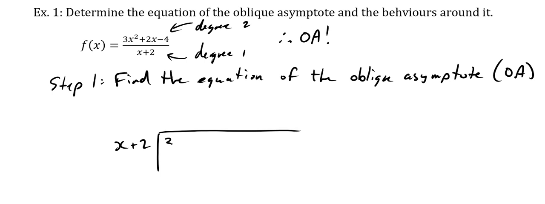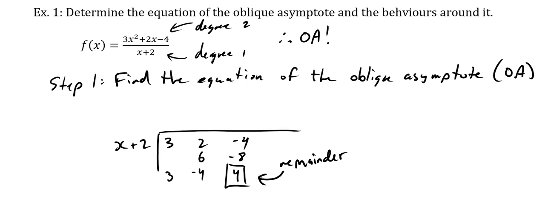All right, so 3, 2, and -4. Again, don't forget the idea of the ghost terms. If you're missing a term, you need to add a 0 in. And we've got to remember how to do this. So bring the 3 down, multiply, subtract, multiply, subtract. -4 minus -8 is 4. And that's my remainder. Don't forget about that. That's really important for what we're doing here.